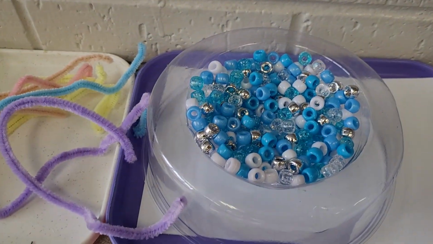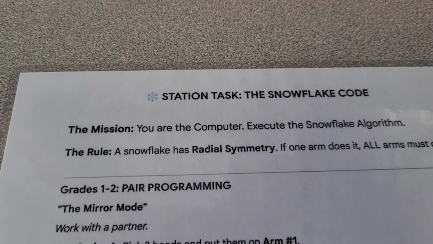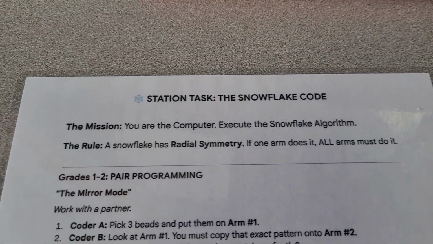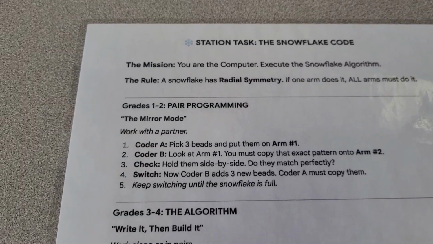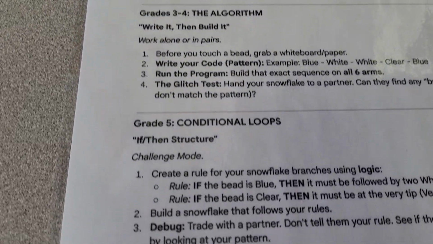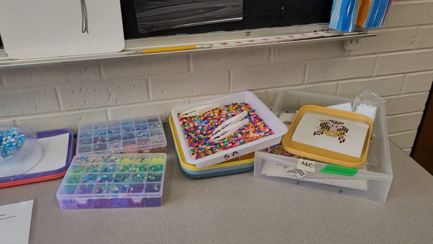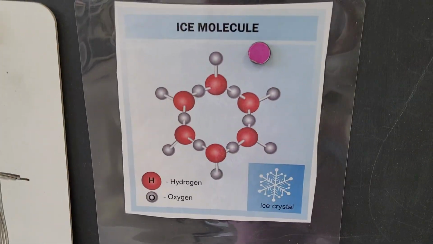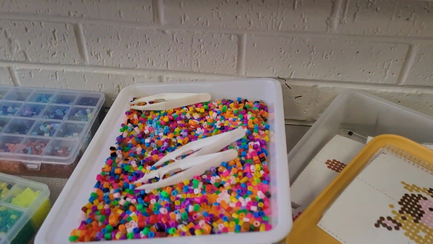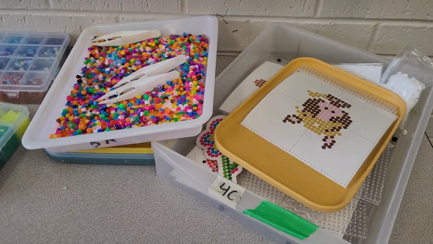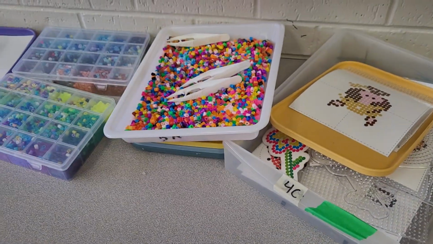There is an advanced coding challenge. You're the computer, execute the snowflake algorithm. The rule is that it has to have radial symmetry. You can read this, it's different for each grade. So challenge yourself with this. Refer to the diagram. You also can make a snowflake with these, but you have to have the hexagon tray. One of these is a hexagon shape.